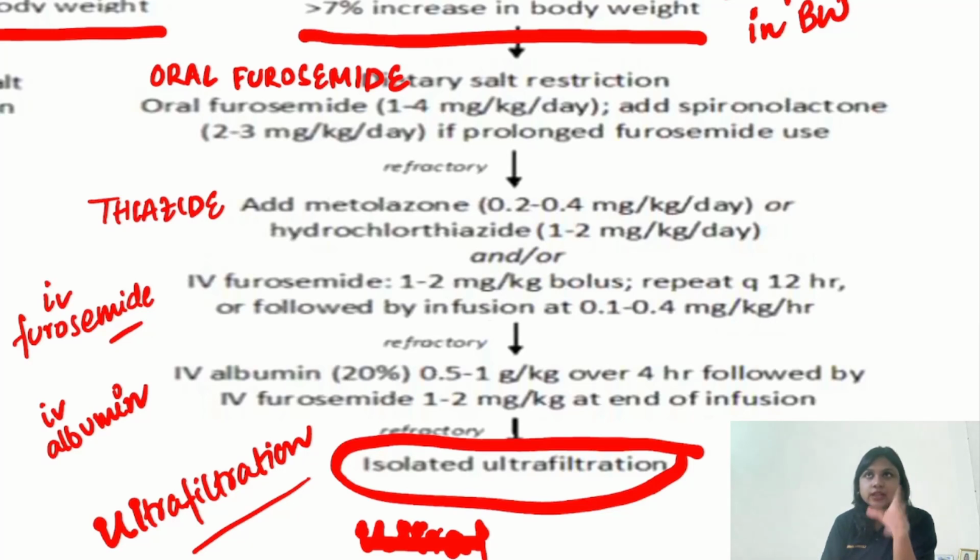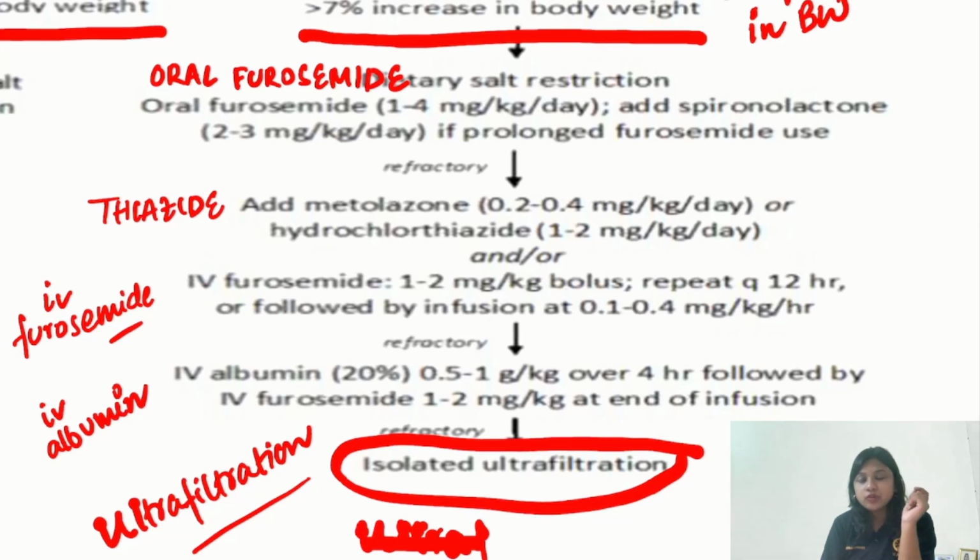So if the question is like what to do next, the answer will be just dietary salt restriction and oral furosemide. If the question is in a refractory case of edema, moderate to severe edema in nephrotic syndrome which has not responded to diuretics as well as albumin, what is the last step? The last step is isolated ultrafiltration.